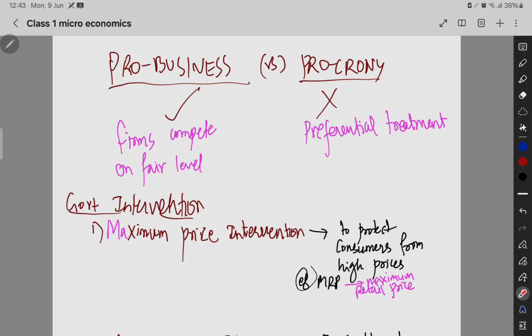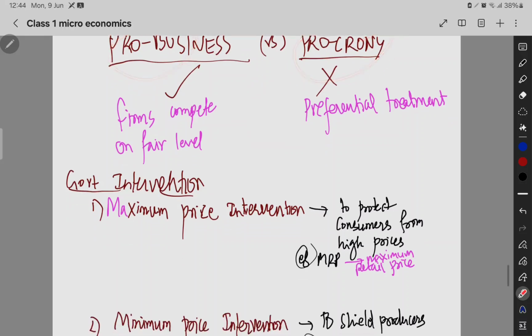This company is helping poor people, so I will give a preferential treatment. Okay. That is pro crony, preferential treatment, and pro business are firms which are competing on a fair level. That is why companies want a pro business environment, they do not want a pro crony environment. For example, if government is supporting only those companies that favor the political party during elections, companies don't like a preferential treatment. I think you are clear with the pro business and pro crony.